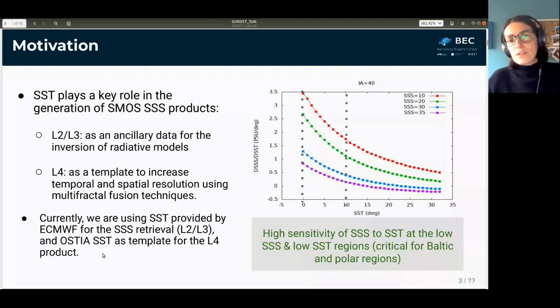Here on the graph on the right, I'm showing you the sensitivity of sea surface salinity with respect to the SST, as a function of the SST, and the color represents different values of the sea surface salinity. And as you can see, as we approach lower temperatures and lower salinities, the impact is huge, and then it's really critical for really low salinity and low SST regions, as can be the Baltic or the polar regions. And this motivated this study, to assess which is the best product for us to use.